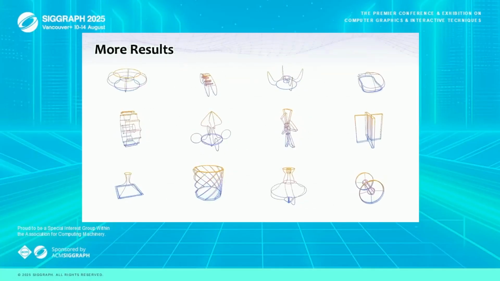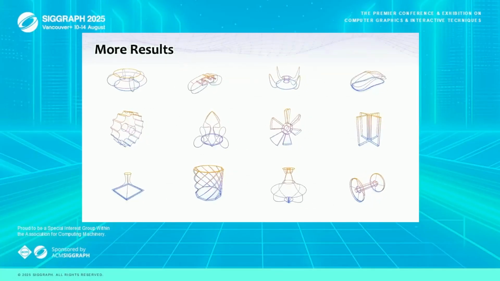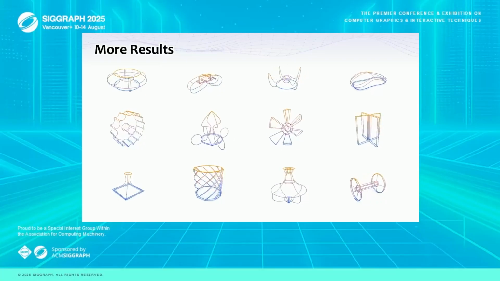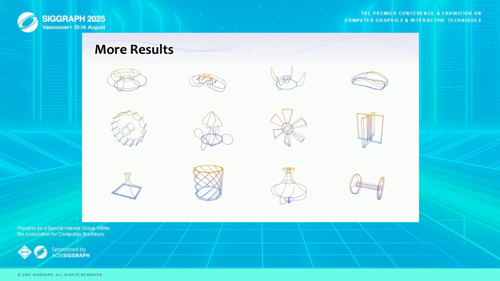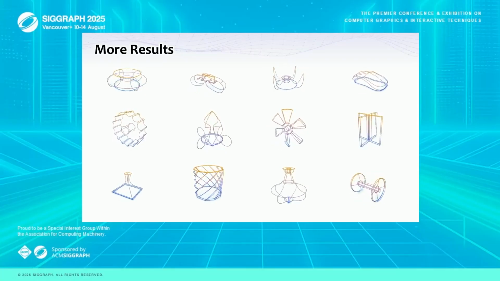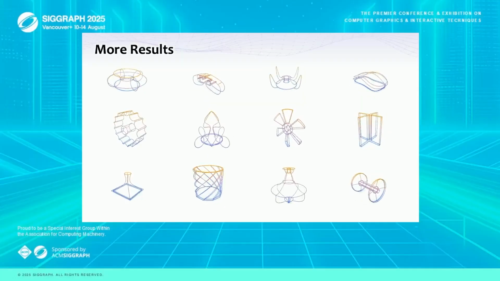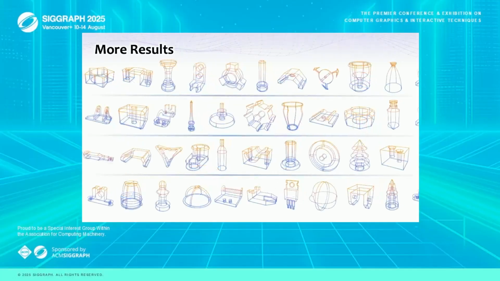So here we present more results from the unconditional generation setting. As shown, our method is capable of generating 3D wireframes with diverse shapes and complex structural patterns. So here's more.